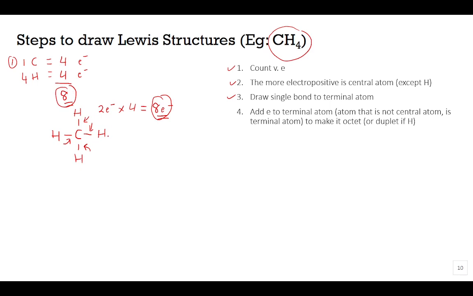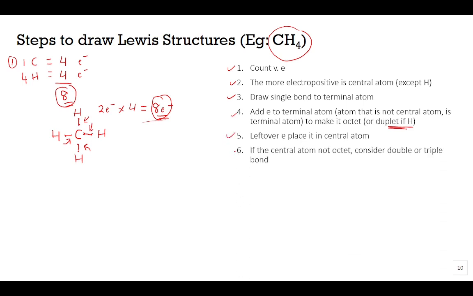Okay, and also H is duplet. Duplet means that it only has 2 electrons at the valence shell. So that is correct. So hydrogen here has 2 electrons. And what about carbon? Carbon, the central atom, has an octet: 1, 2, 3, 4, 5, 6, 7, 8. Carbon here is octet. The step of adding electrons to the central atom also does not apply, because we already used all of the electrons and it is already an octet.